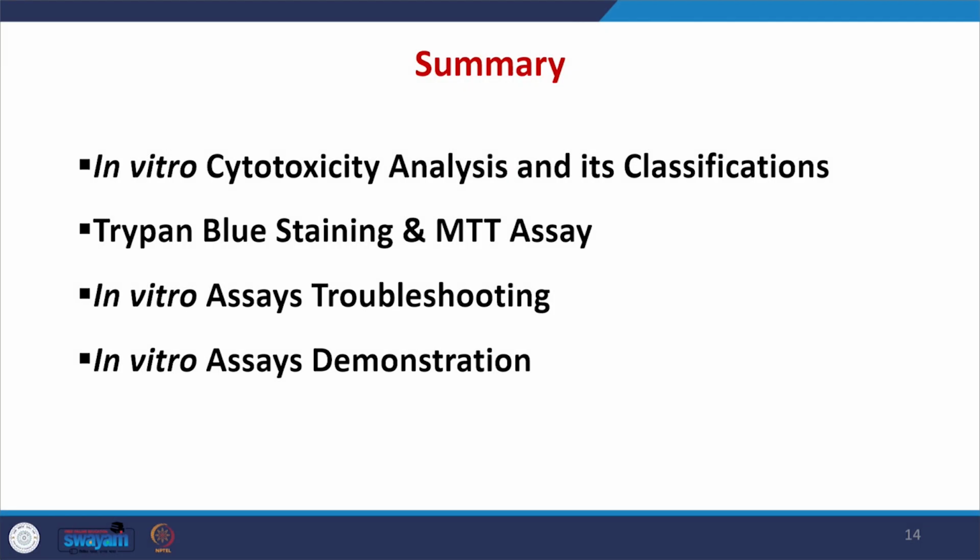As a summary, in today's lecture, we learnt about in vitro cytotoxicity analysis and its classification. We also learnt trypan blue staining and MTT assay both theoretically as well as practically in detail.